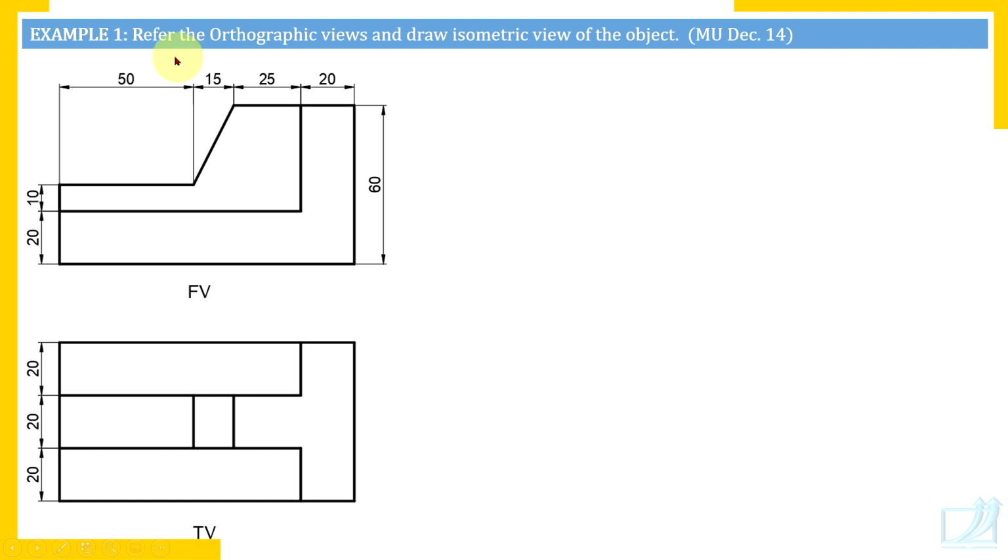Hello. Refer to the orthographic views and draw the isometric view of the object. Now watch the diagram. Front view and top view are given. The very first thing is to identify the orientation of the length, width and height axes for the isometric view. In the front view, length is horizontal and height is vertical. In the top view, length is horizontal and width is vertical.